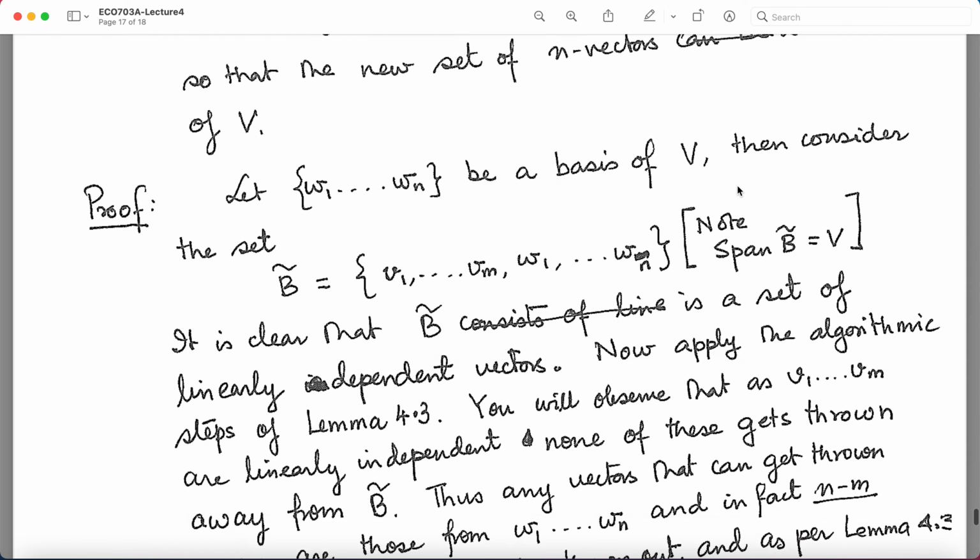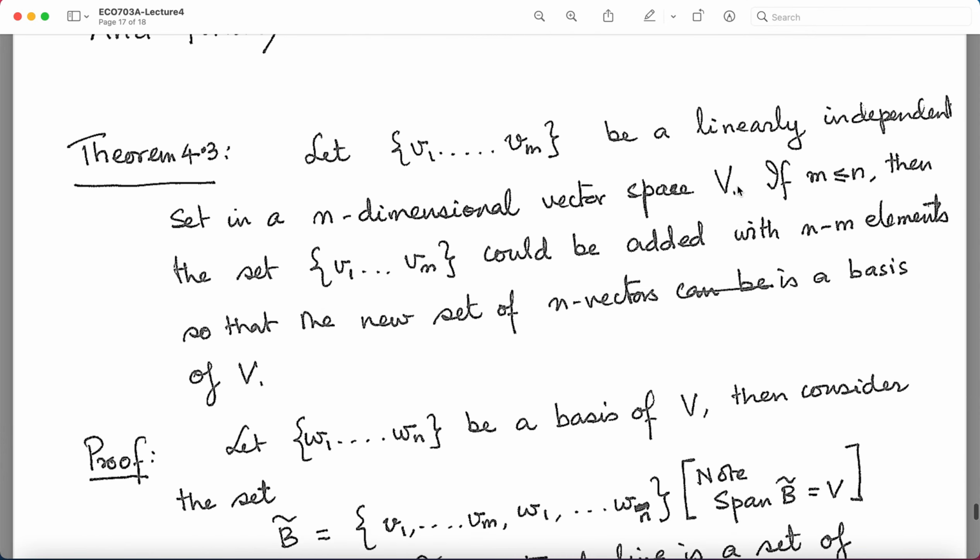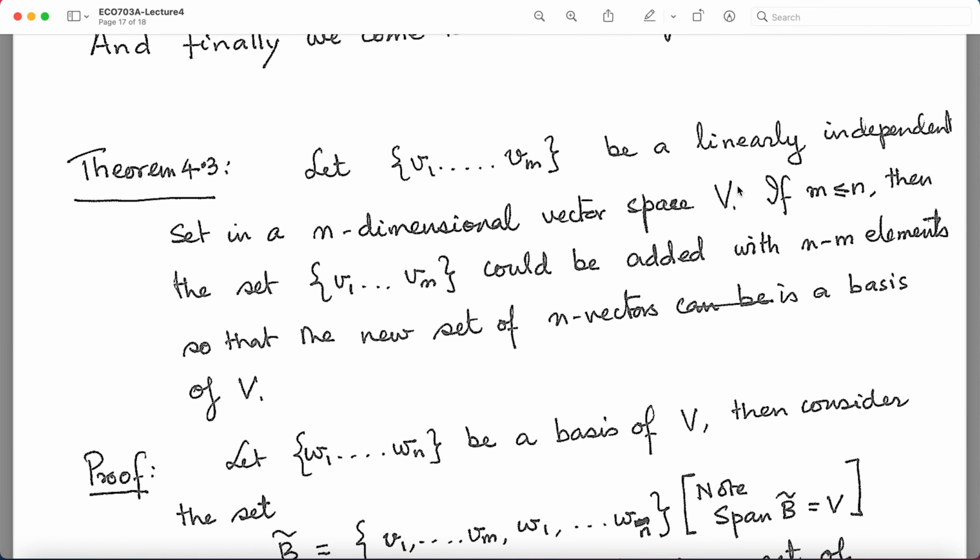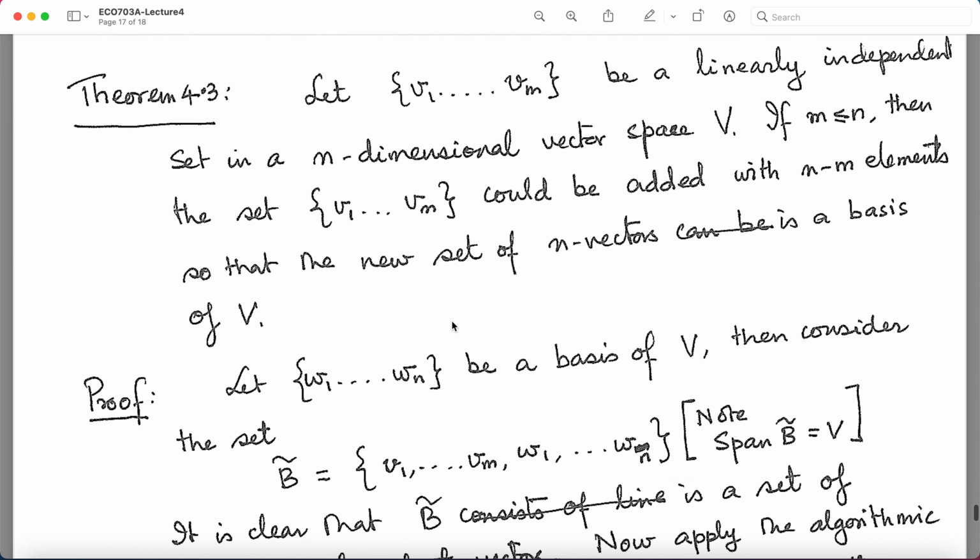Now, we come to our second question: if V1, V2, ..., Vm is a linearly independent set in an n dimensional vector space V, and m is less than or equal to n, could be strictly less than n, then the set V1, V2, ..., Vm could be added with n minus m elements, so that the new set of n vectors is a basis of V. Now, W1, W2, ..., Wn is a basis of V, and so it is a linearly independent set which spans V. Now, I create a new set B tilde: V1, V2, ..., Vm and W1, W2, ..., Wn.